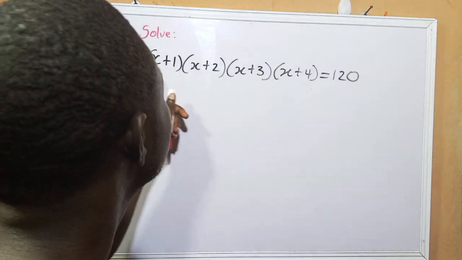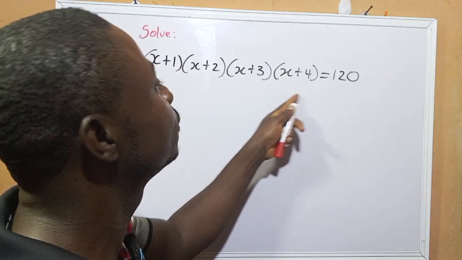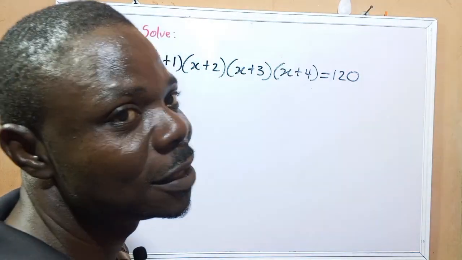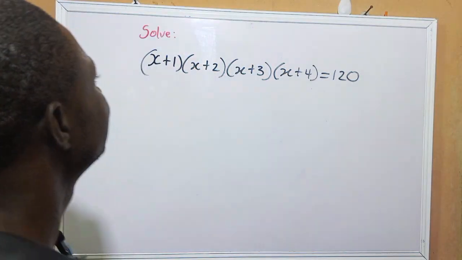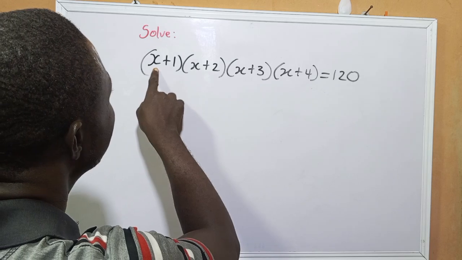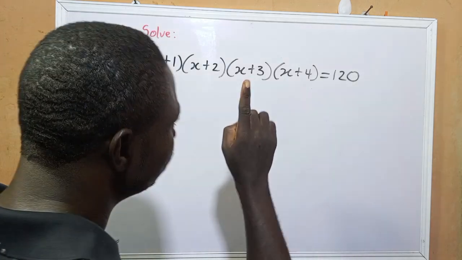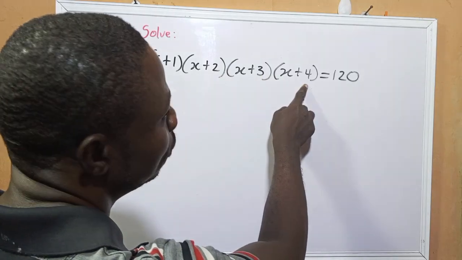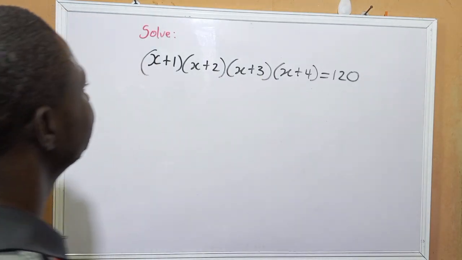Now this is x plus 1, x plus 2, x plus 3, x plus 4 is equal to 120. This is an algebraic expression. Now how can we find the center or the middle number? If you look at it very well, the coefficient of x here is 1, and the constants are what? 1, 2, 3, 4.